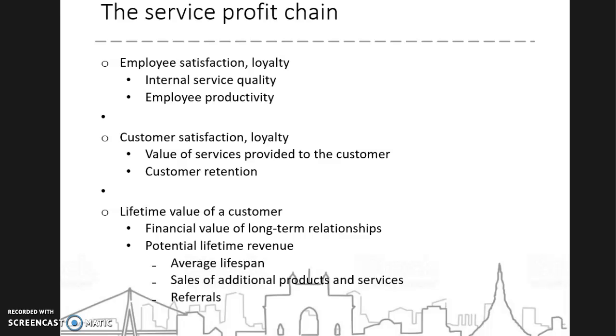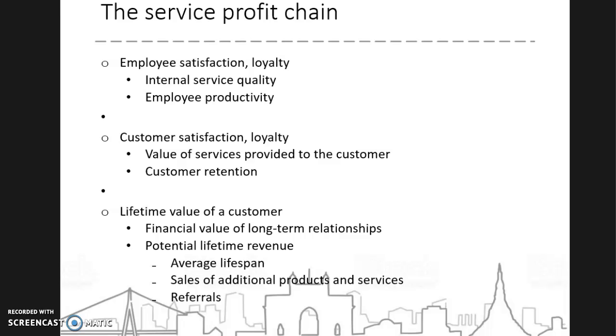The service profit chain. Employee satisfaction leads to loyalty. The internal service quality is better and employee productivity is improved when you have a higher satisfaction of employees. The customer satisfaction also leads to loyalty, and the value of the services provided to the customer is typically better. You have higher customer retention percentages.